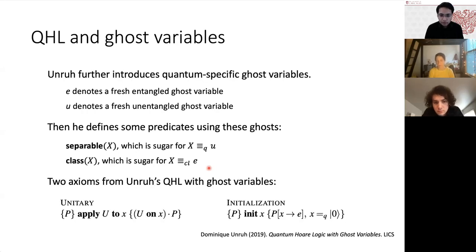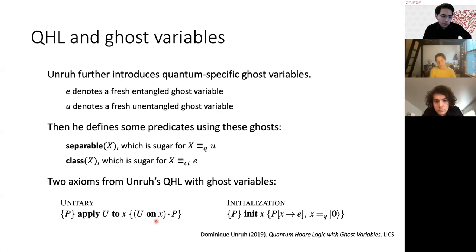So just to show that this is a Hoare logic, I wanted to show just a couple rules in this, or axioms in this logic. So here is the axiom for unitary application. So the command we saw, apply U to X. This is from Unruh's work, where if you're given a proposition P, the postcondition for this command just becomes U on X dot P.